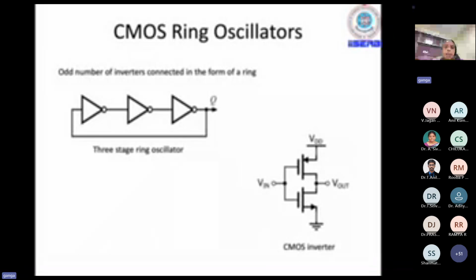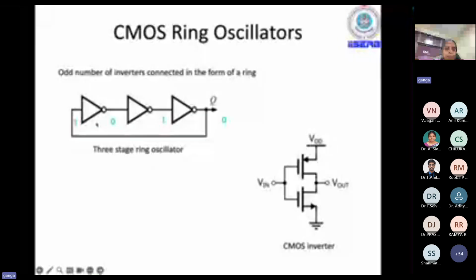We are all quite familiar with the ring oscillator. Basically, an odd number of inverters connected in a ring. Here we are seeing a three-stage ring oscillator. The functionality is as follows. Of course, for the CMOS inverter, the schematic is given at the bottom, where it is implemented with one PMOS and one NMOS. Now we know the basic functionality of the inverter, which inverts the input signal. If we apply logic 1 at the input, it gives logic 0 output and vice versa.